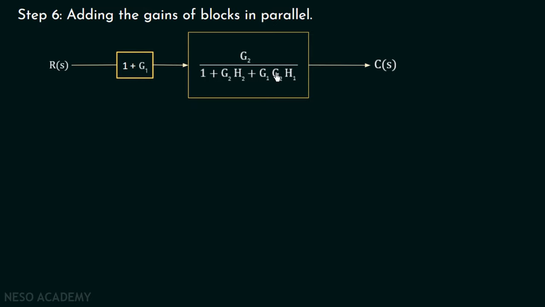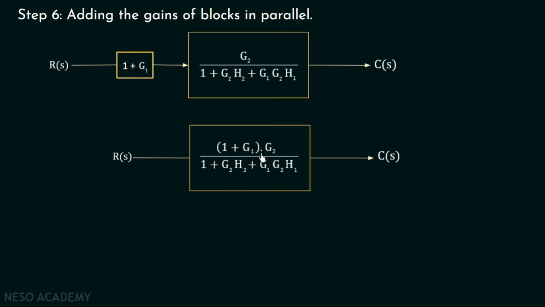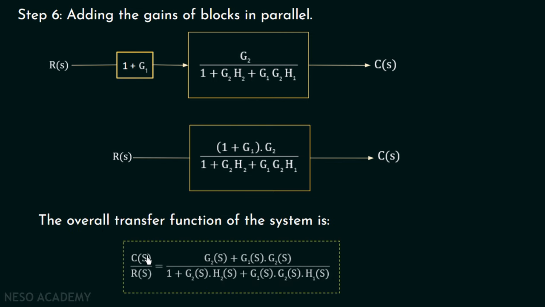And we can convert this into a single block if we multiply the gains of these two blocks. So if we multiply the gains of these two blocks, the block diagram representation will look like this. And the gain of this block will be 1 plus G1 multiplied with G2 over 1 plus G2 H2 plus G1 G2 H1. In this way, we have converted the complex system given in the problem into a single block. And now we can say that the overall transfer function of the system is C(s) over R(s) equal to (G2(s) plus G1(s) multiplied with G2(s)) over (1 plus G2(s) multiplied with H2(s) plus G1(s) multiplied with G2(s) multiplied with H1(s)). And this is the answer to this problem.